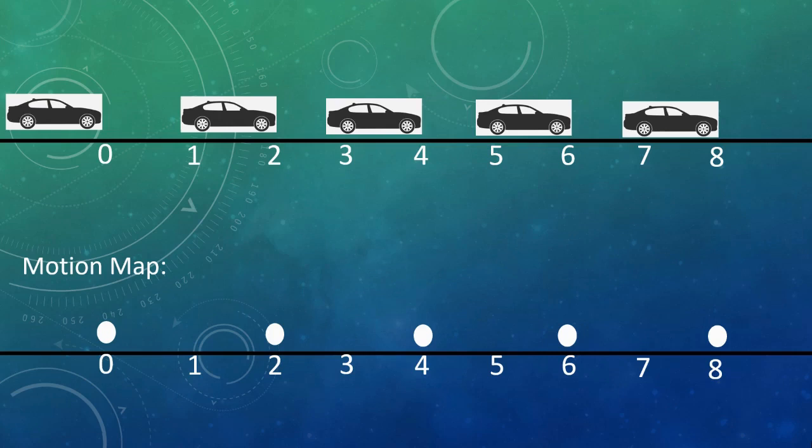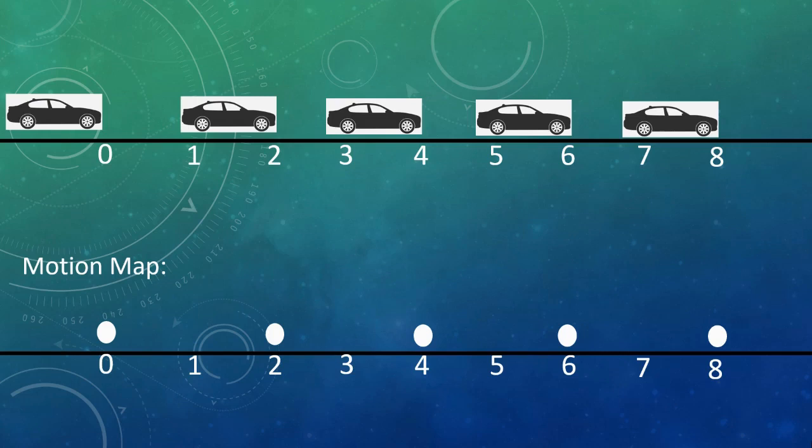Okay, and I drew a dot on the location on the screen where the front of the car was. Right? So in the beginning, the front of the car was lined up right at 0. The dot is lined up right at 0. 1 second later, the front of the car is lined up at 2. The next dot is lined up at 2, and then you can see that that pattern goes on down the line.